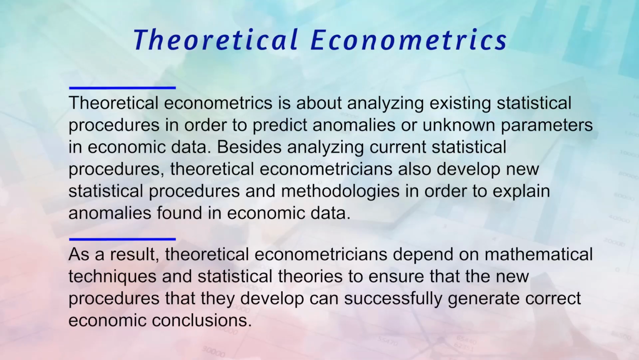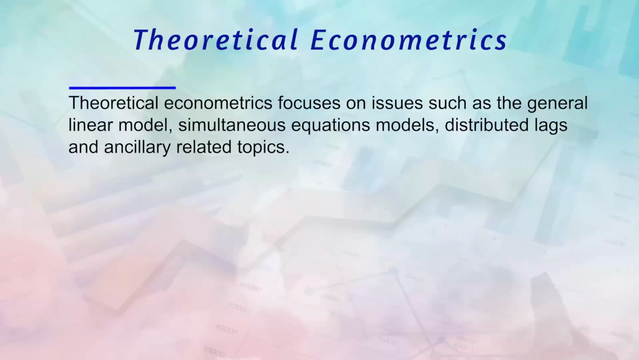Moreover, theoretical econometricians also depend on mathematical techniques, because with the help of the theory they are devising, they want to test in the data whether the theory stands or not, or how the theory is validated. This is generally done to generate correct conclusions. Theoretical econometricians also go for a general linear model, that is a model where the slope and the intercept come together. It also looks into simultaneous equation models, where both equations are interchanged with each other.